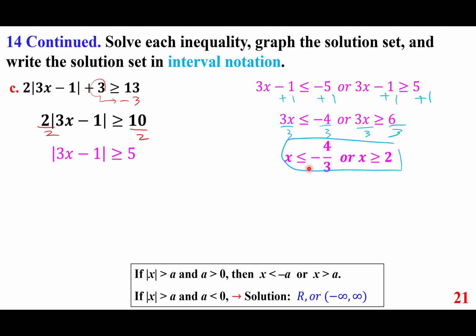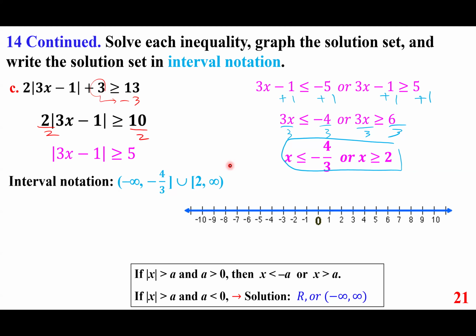This one is negative infinity to negative 4/3. This one is 2 to infinity. And it's the union of events. So minus infinity to minus 4/3, union 2 to infinity. Because we have the equality, minus 4/3 and 2, both of them go with brackets. So minus infinity, minus 4/3, bracket, union, bracket, 2 to infinity. Negative and positive infinity, those are concepts. They always use parentheses because they're not a specific number.